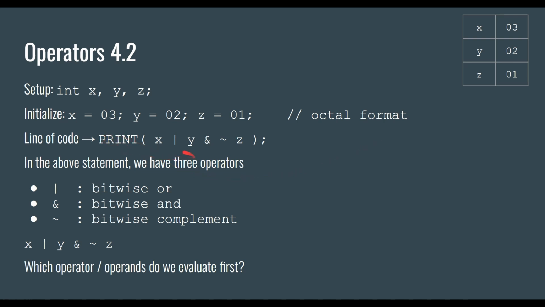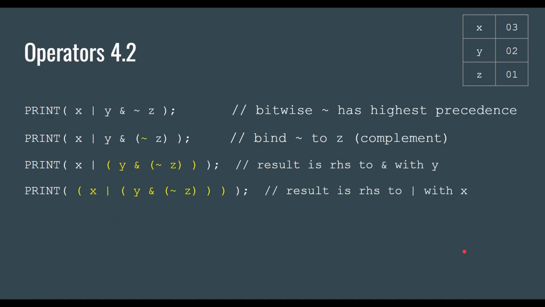In the macro call, here we have our bitwise operators. We have the bitwise or, bitwise and, then the bitwise complement, which is designated by this little squiggly line. So once again, which of these operators and operands do we evaluate first? If you guessed the bitwise complement, or the squiggly line, you are a winner.